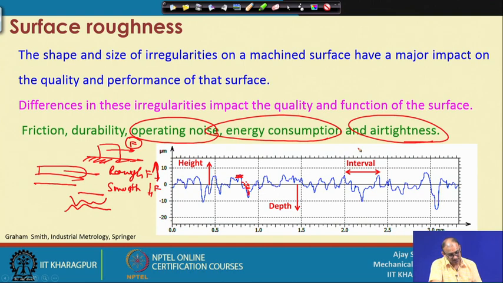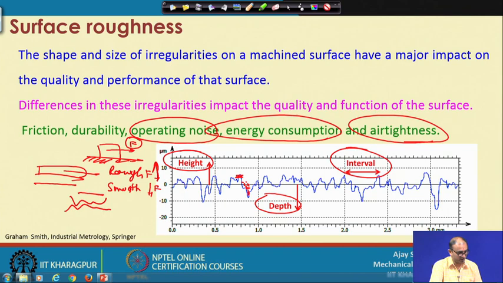And air tightness is important, because in many locations you do not want air to flow through, such as a gasket type of application where you do not want leakage. Air tightness is one thing, leakage is another thing. So, roughness, height, depth and interval all play an important role in these different characteristics of the component.